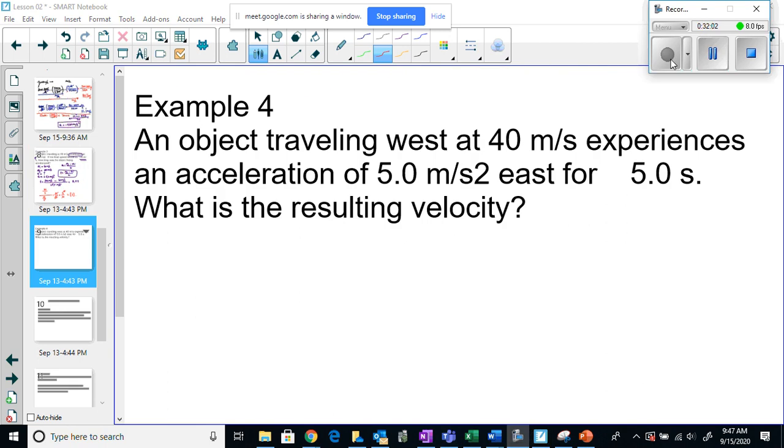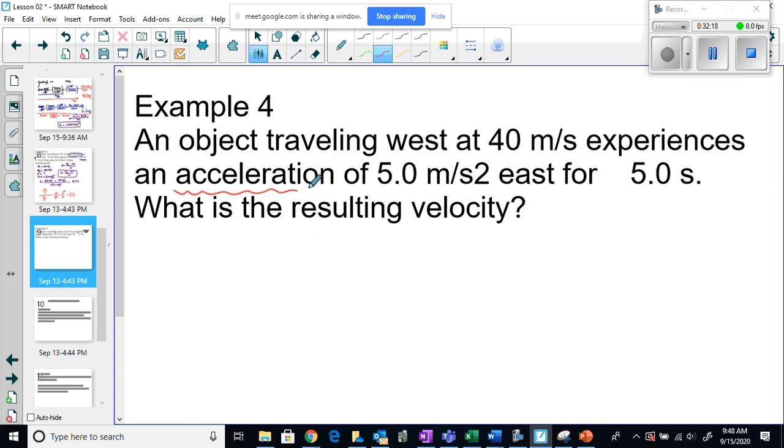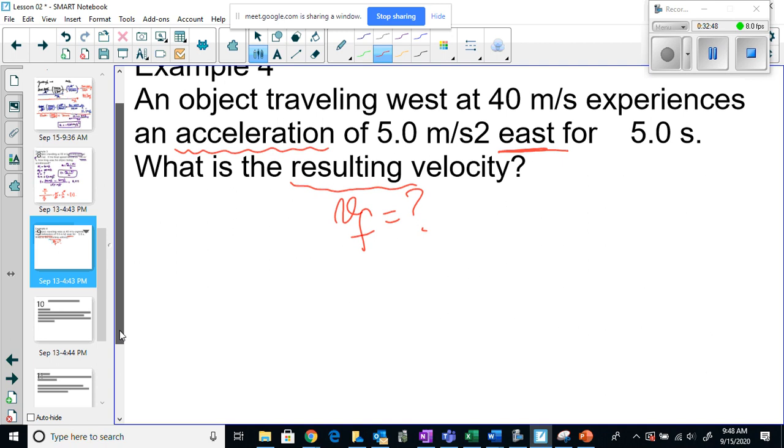Let's take a look at this example now. We have an object that is traveling west at 40 meters per second, experiencing an acceleration of 5.0 meters per second squared east for 5 seconds. What is the resulting velocity? So what does this mean? What is the final velocity? In your notebook, please sort out what is initial, with the direction. When you are writing them, please write them with the direction.